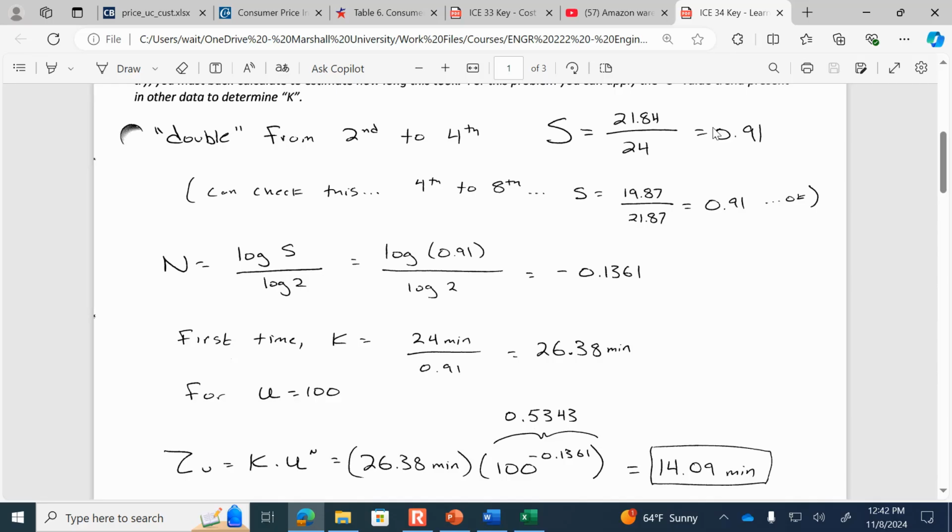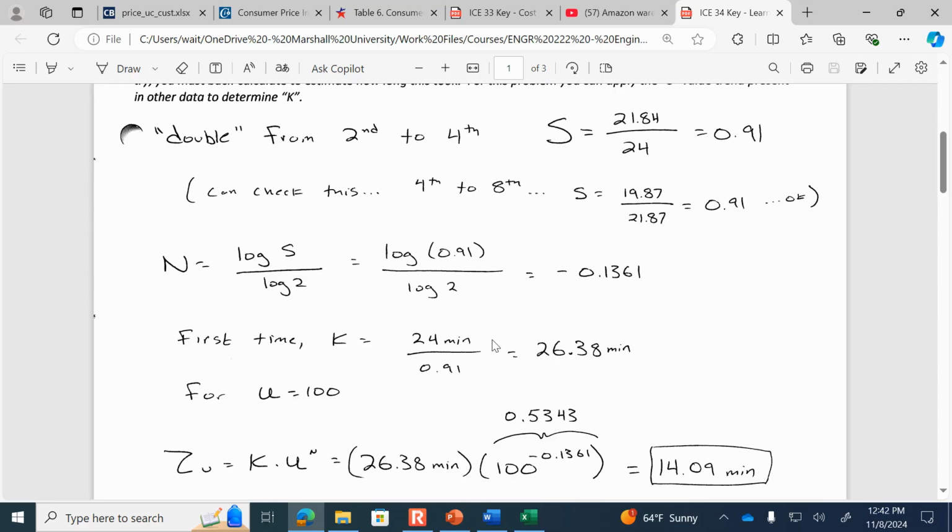And so what we can do is just assume that it followed the same pattern of being 91% of the time in the second try compared to the first try. So you can see what I'm doing is I'm back calculating K by just saying, if I use the 24 minutes that was required during the second try, and I say that the first try is going to be slower than that, I know that the ratio from the first to the second try is 0.91. So I can calculate the first try by dividing the second one by 0.91. Turns out to be 26.38 minutes. So then that's the K value.